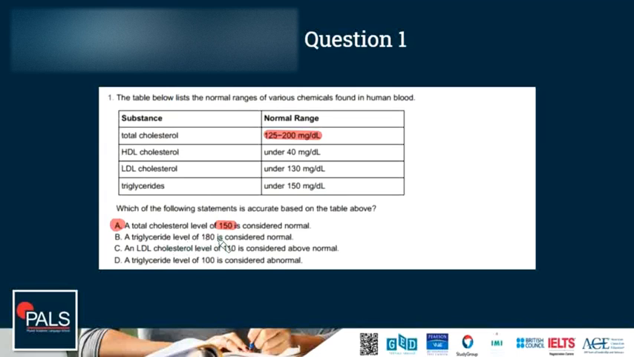A triglyceride level of 180 is considered normal. No, it's not. Under 150 is considered normal. 180 is above. LDL of 110 is considered above normal. That is not correct. Above normal would be above 130, not 110. And a triglyceride level of 100 is considered abnormal, which means not normal. And we can see that for the triglycerides, under 150 is normal. So it's not answer D as well.